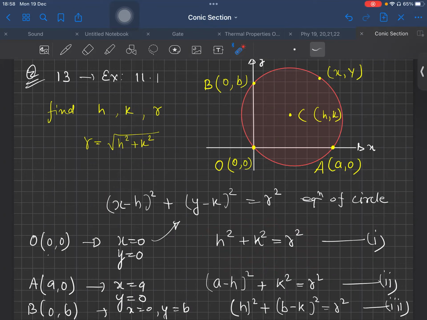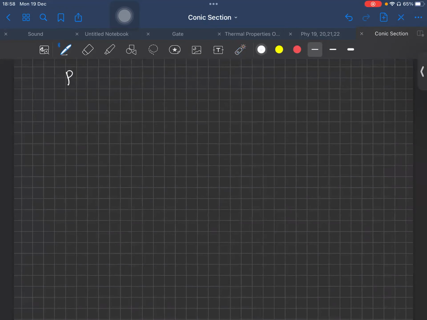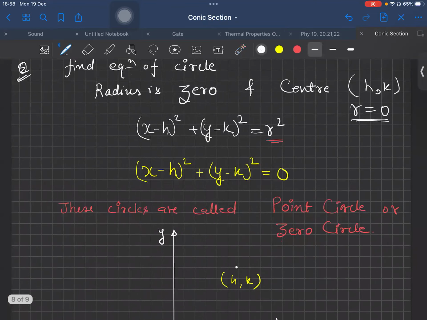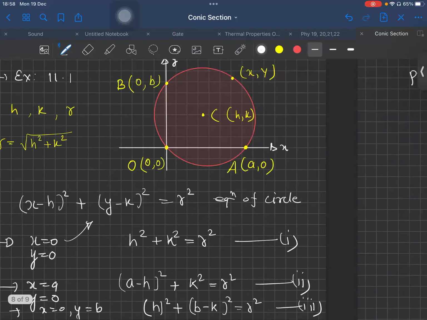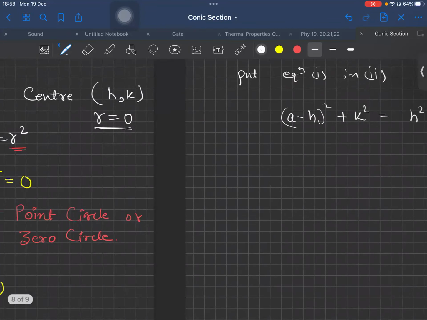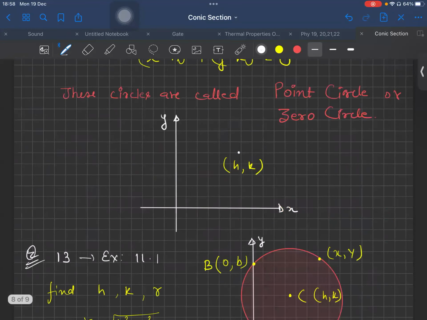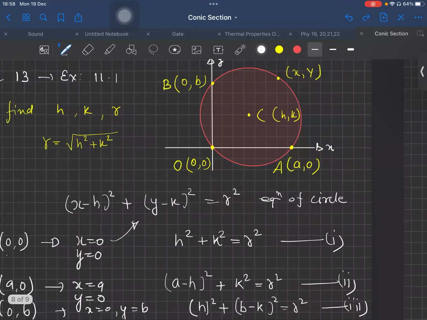Same, put equation number 1 in equation number 2. What will you get? What is equation 2? (a minus h) whole square plus k square is equal to r square, and r square is h square plus k square, right? So you solve this one, what will you get?